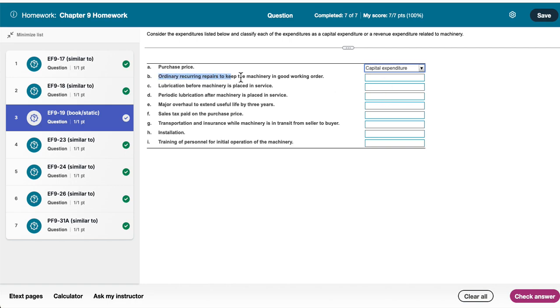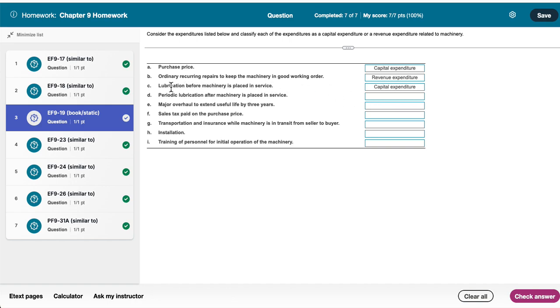asset. Ordinary recurring repairs. Well, if it says ordinary, it must be revenue, right? Because you're keeping it alive to keep generating cash. Lubrication, right? Same thing. You don't even have to finish these sentences. You're just making sure your asset stays alive. Let's see here. Periodic lubrication after machinery. That's going to be, or lubrication.